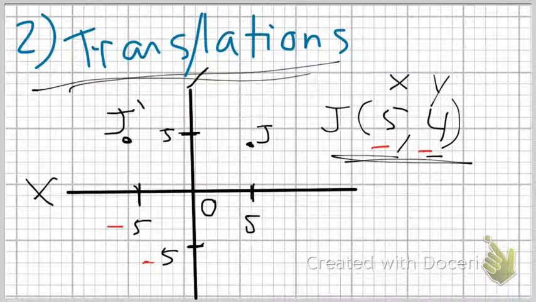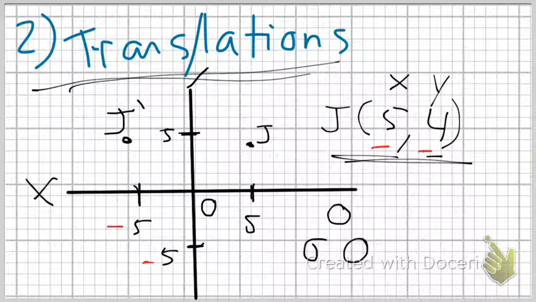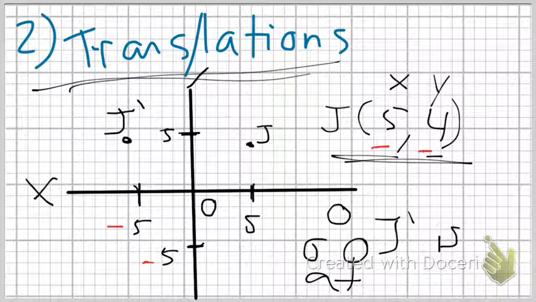So we can write, therefore, J prime is at negative 5 and 4. Beautiful.